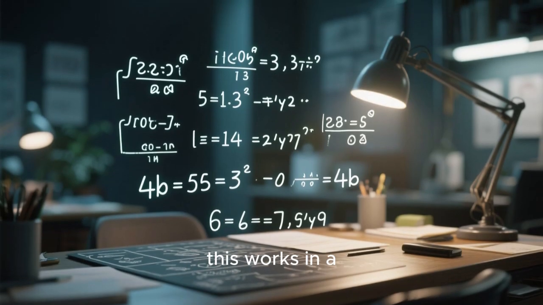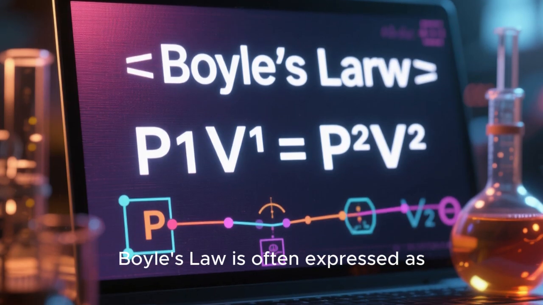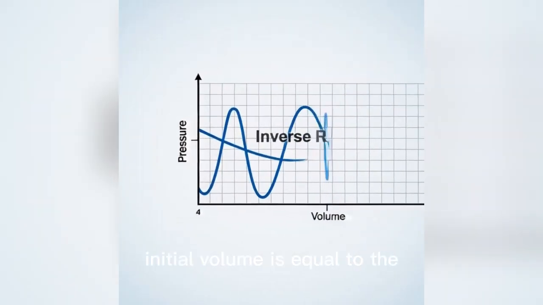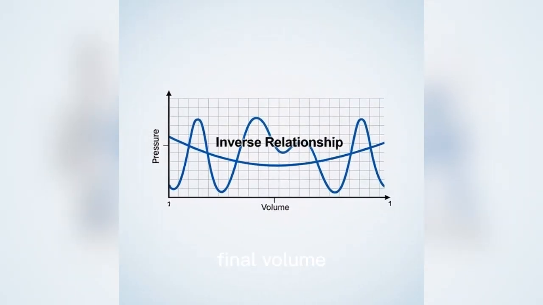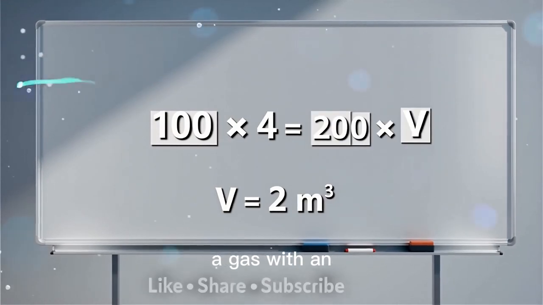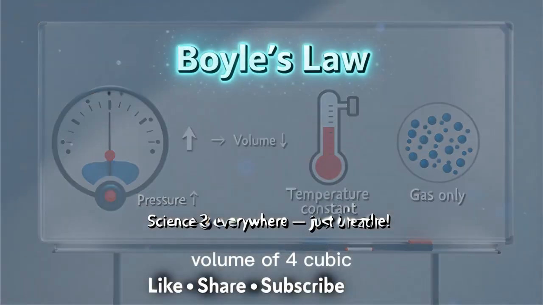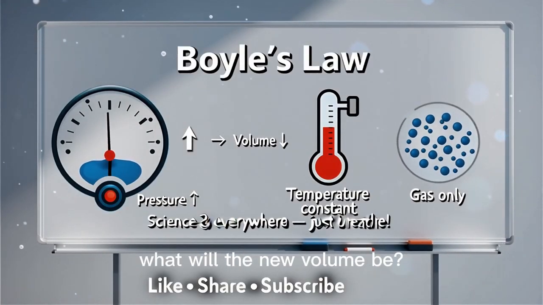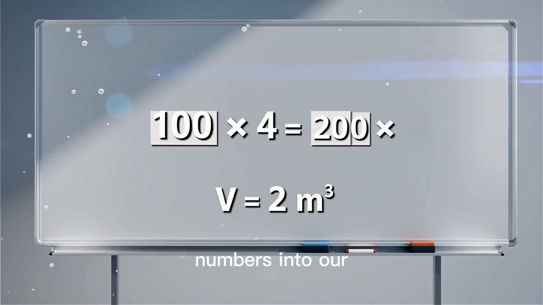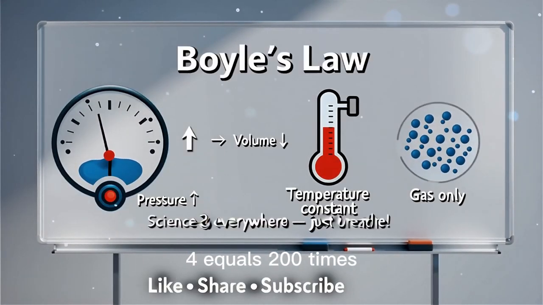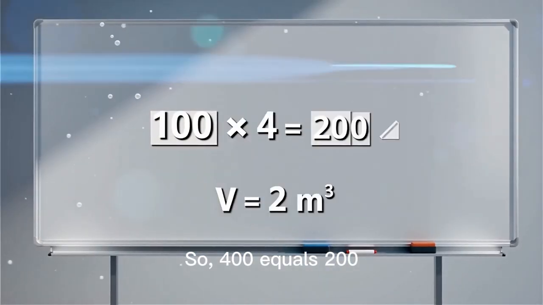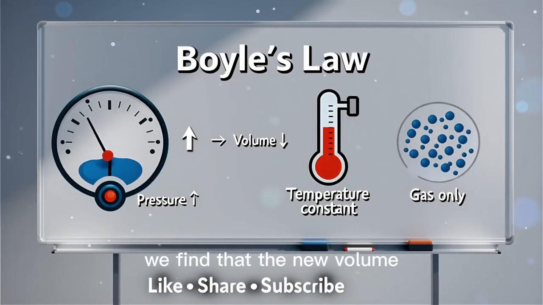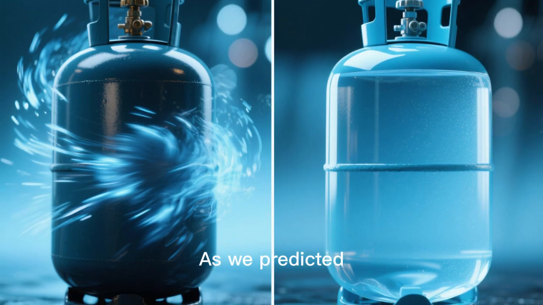Now let's see how this works in a simple calculation. Boyle's law is often expressed as P1V1 equals P2V2. This means the initial pressure times the initial volume is equal to the final pressure times the final volume. Let's say we have a gas with an initial pressure of 100 pascals in a volume of 4 cubic meters. If we increase the pressure to 200 pascals, what will the new volume be? We just plug the numbers into our formula. 100 times 4 equals 200 times the new volume, V, so 400 equals 200 times V. Dividing both sides by 200, we find that the new volume is 2 cubic meters, as we predicted, doubling the pressure, half the volume.